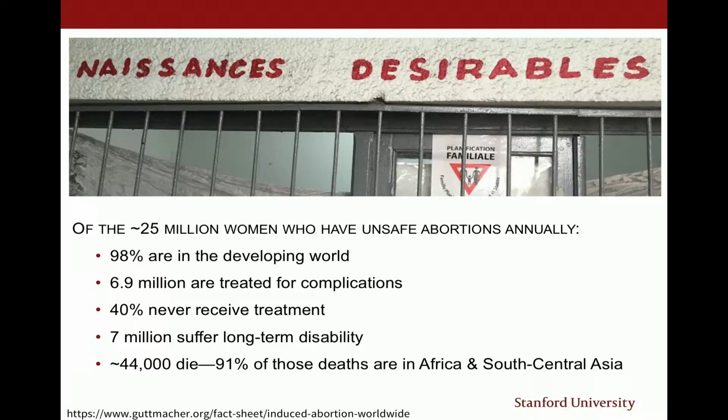Luckily, many women's bodies are resilient, and many of these women who have complications will not go on to die, and those who don't die may go on to lead very healthy, normal lives and not ever tell anyone this ever happened to them. So it's really hard to capture some of this data. But about 44,000 of these women will die, and sadly, 91% of those are really concentrated around the world.